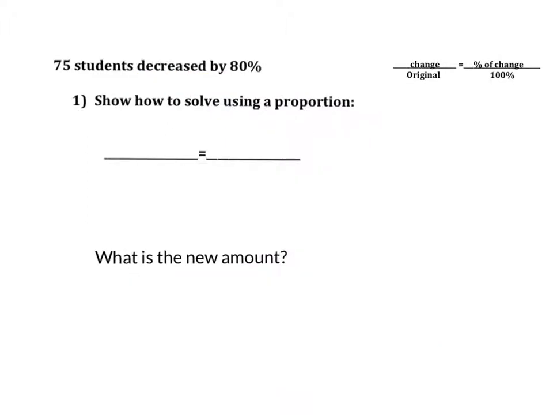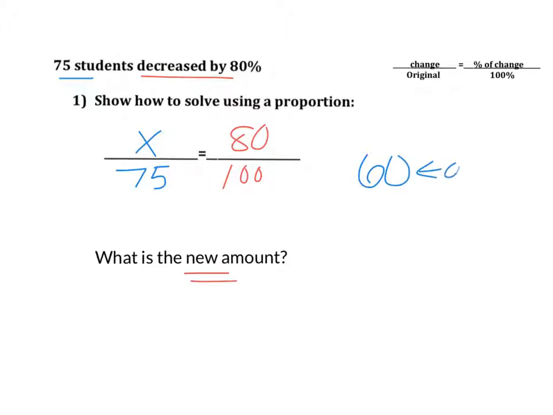Let's try one more like that. This one says 75 students decreased by 80%, and it wants us to use a proportion to find the new amount. All right, so we know our percent of change is 80%, and the 75 students is our starting value. That's our original amount. So we want to know first, what is 80% of 75, and then we need to figure out our new amount once we take that off of our starting one. So 75 times 80 divided by 100 gives us an answer of 60. So this is the amount that it changed by.